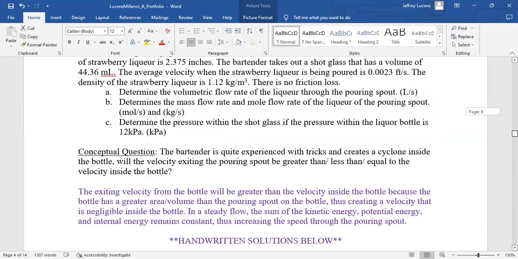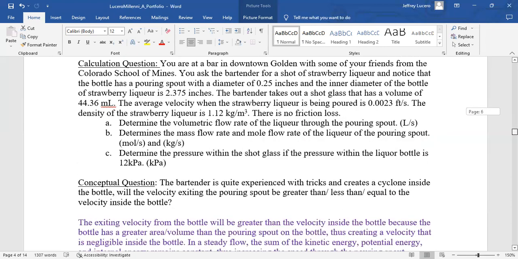For IQE number 2, the Bernoulli equation, I used a bartending scenario. We want to determine the volumetric flow rate of the liquor through the pouring spout, the mass flow rate and the mole flow rate of the liquor, and then the pressure within the shot glass if the pressure within the liquor bottle is 12 kPa. The conceptual question is: the bartender is quite experienced with tricks and creates a cyclone inside the bottle. Is the velocity exiting the pouring spout greater than, less than, or equal to the velocity inside the bottle?